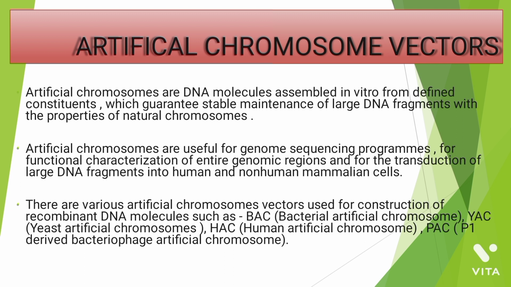There are various artificial chromosome vectors used for the construction of recombinant DNA molecules, such as BAC, bacterial artificial chromosome; YAC, yeast artificial chromosome; HAC, human artificial chromosome; and PAC, P1 derived bacteriophage artificial chromosome.